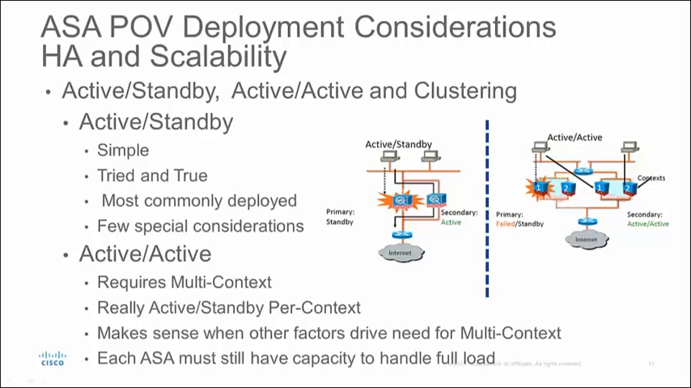Where customers need HA and scalability, use clustering. In clustering, the cluster of ASAs forwards traffic for all contexts, and it provides high availability while sharing load across all the ASAs in the cluster.